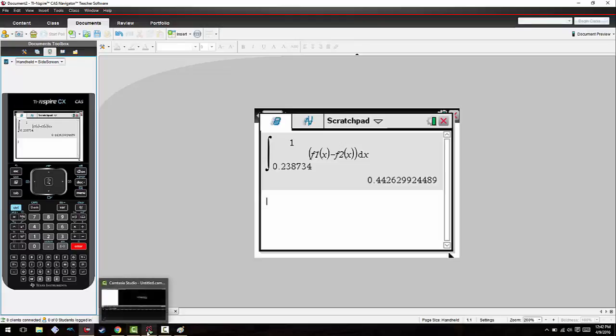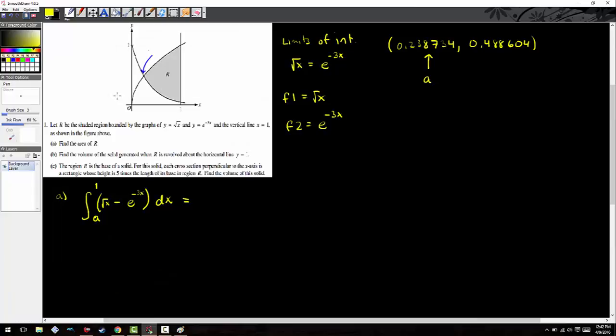So let's go ahead and punch that thing in. So I get 0.44. 2 or 3, it doesn't matter, considering the next number is a 6. AP will take either. So there you go. That's part A.